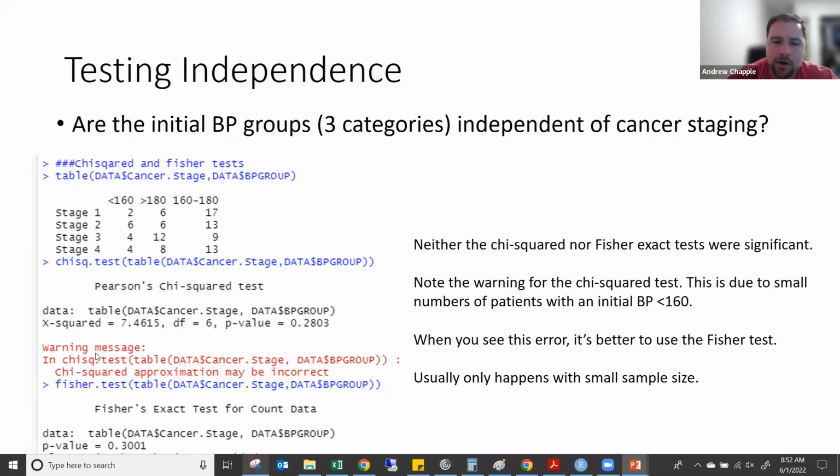You see this error here that you get from the chi-squared test. When you get this error, just by default, switch your test to a Fisher test. It's a warning that sometimes the results of your chi-squared test can be misleading whenever you have that error.